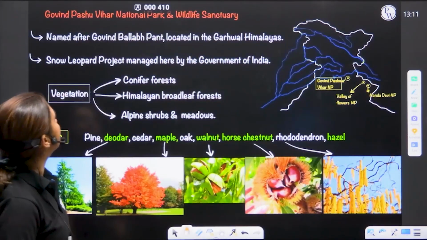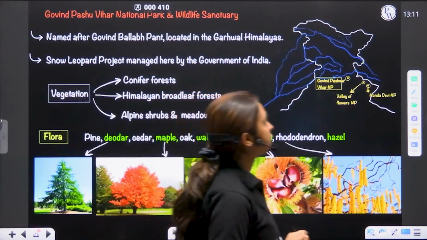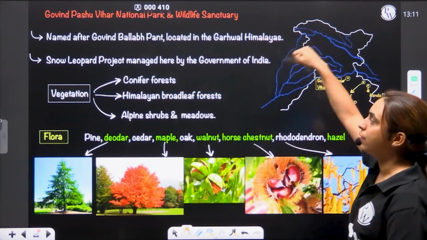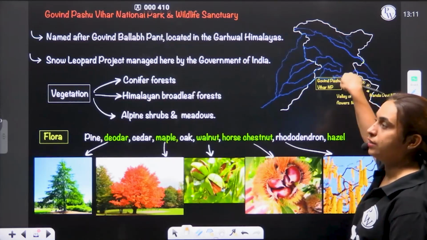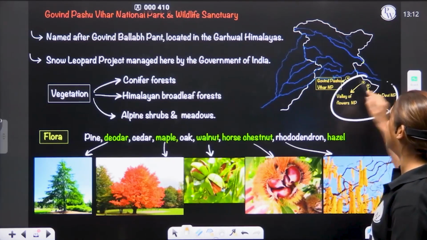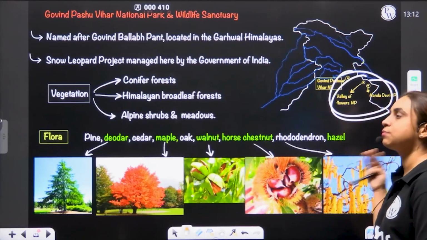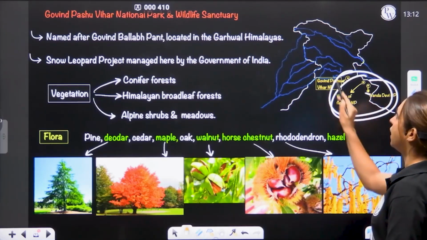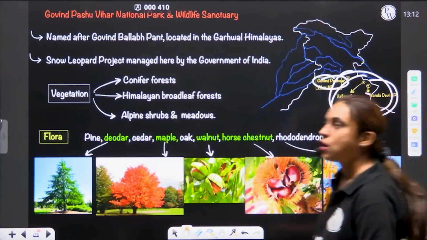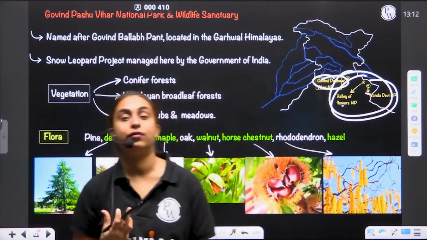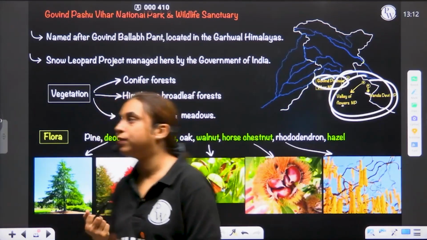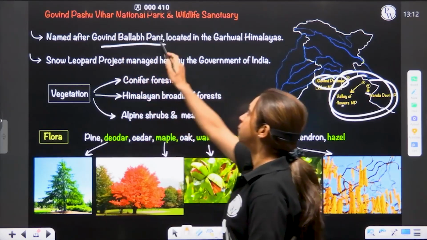I'll move on. There are other national parks along Nanda Devi. You have Govind Pashu Vihar National Park and Wildlife Sanctuary. This is in the Garhwal Hills, a part of the Garhwal Himalayas, which is a part of Uttarakhand. Just because I'm also covering this one, I am mentioning that it is named after Govind Ballabh Pant. Therefore, the name Govind Pashu Vihar National Park, Govind Ballabh Pant के ऊपर नाम है.